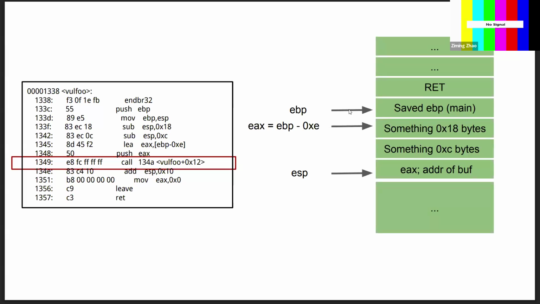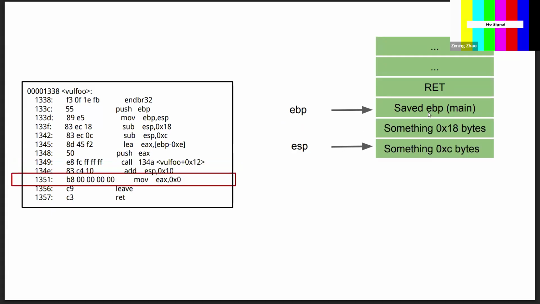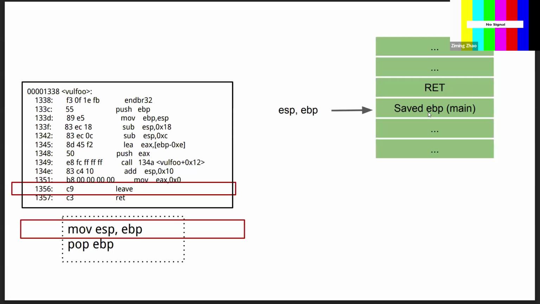Today we only care about overwriting the return address. Next week we'll talk about what if we cannot overwrite the return address and can only overwrite the saved EBP. We will still be able to achieve what we achieve this week. After this call, we add 10 to ESP, so ESP moves up. Then move 0 to EAX. Then val-foo will just return.